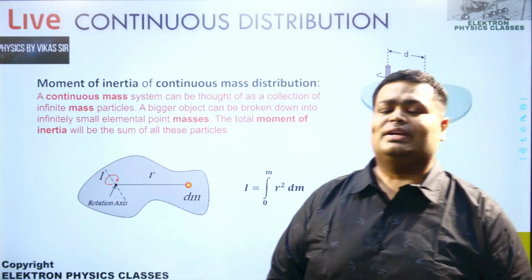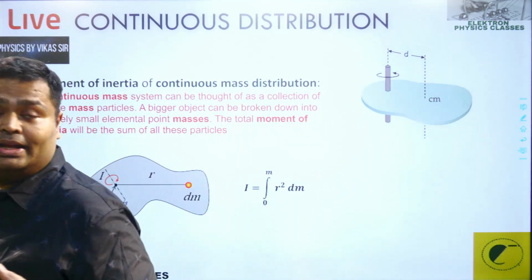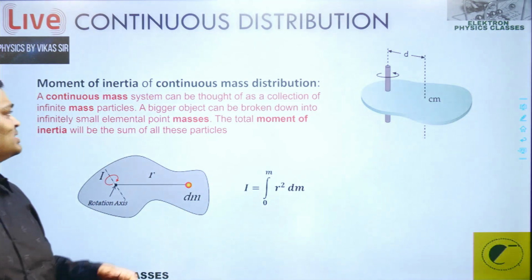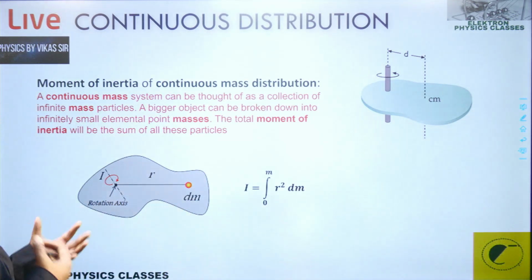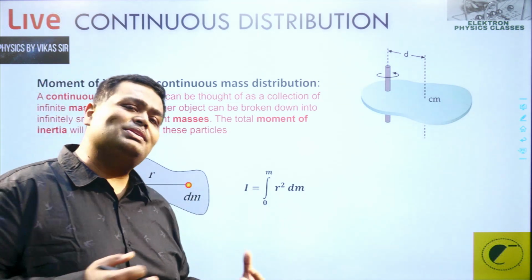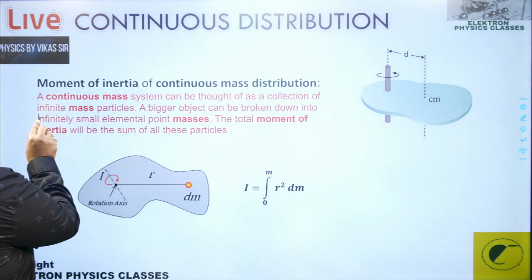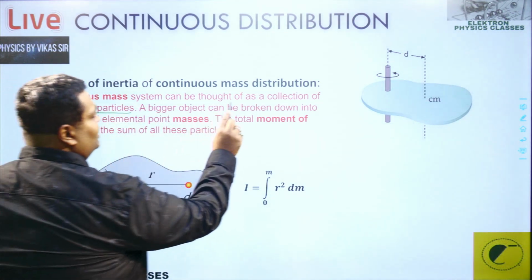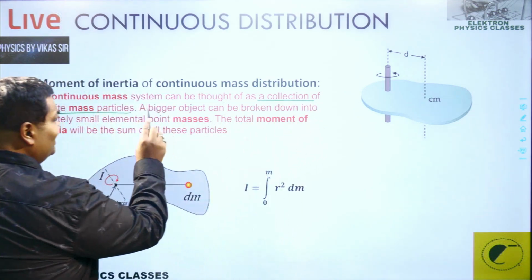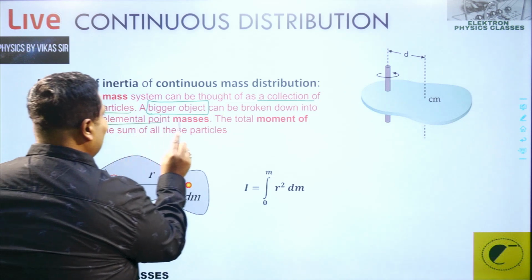we have the objects with us. The sphere, the ring, the cylinder, and the shapes which we are fascinated with, once again are going to come into our life. Recently we talked about this in the center of mass, and now once again in the moment of inertia. So continuous mass distribution is a collection of infinite mass particles, we know that, where a larger object can be broken into infinitely small elemental point masses.